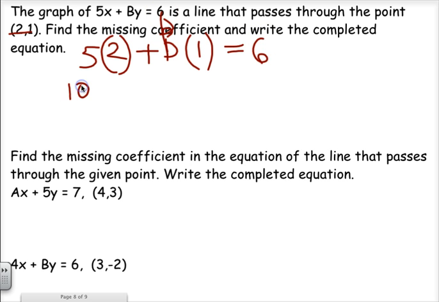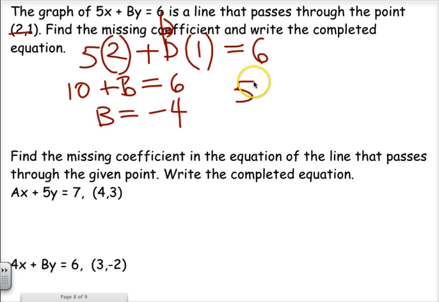So this is going to be 10 plus b is equal to 6. So b is going to be equal to negative 4. Plug it back in. So now I've got my equation: 5x minus 4y is equal to 6.